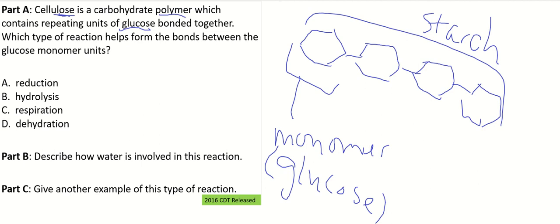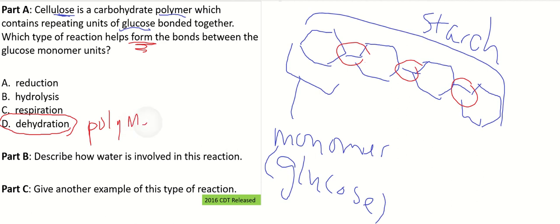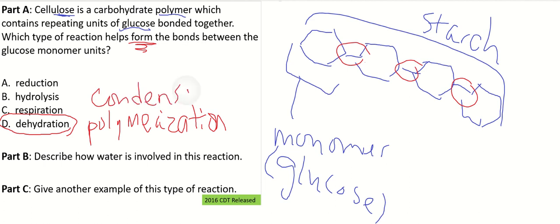All right, what type of reaction helps form, there's the key word, form the bonds? What helps make these bonds, connects monomers to polymers? That's dehydration synthesis. You don't see the full name here, but the answer is D. This can also be known as polymerization, so I'll write that down. Or condensation. But most likely you'll see dehydration synthesis.